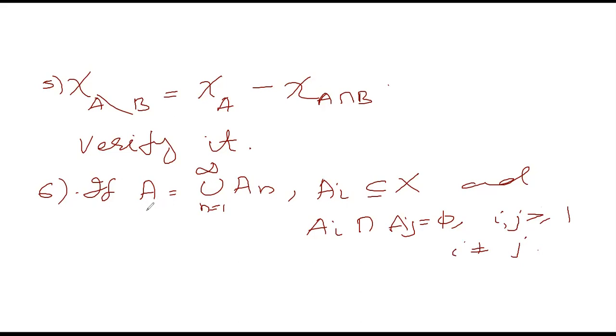Then we show that chi of the union is equal to the sum of the chi's. Then we need to verify this. Chi of union means chi of A is equal to the summation, n runs from 1 to infinity, chi of A n.